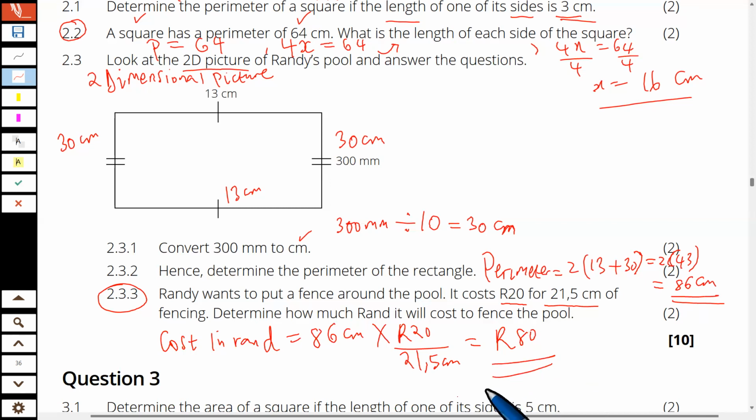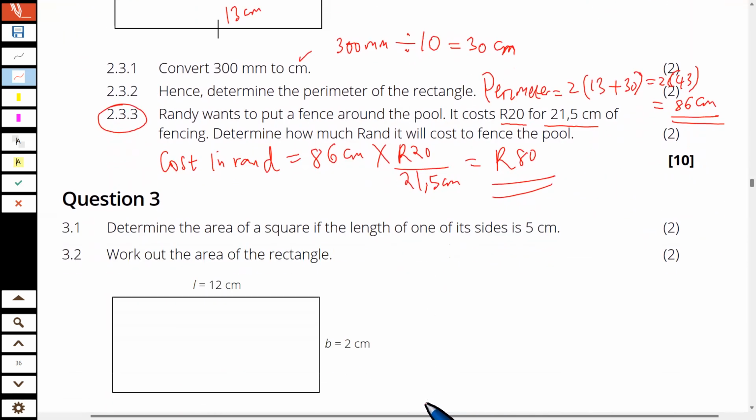So in other words, you have to determine how much in Rand it will cost to fence the pool. It will cost exactly 80 Rand. Okay, next question.